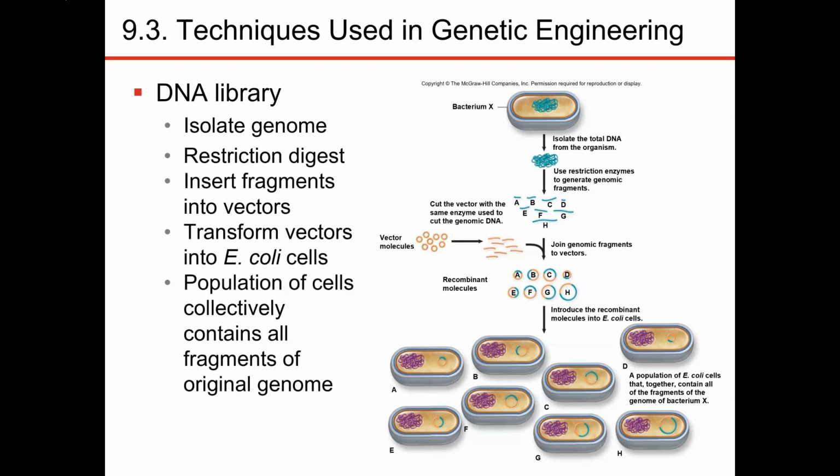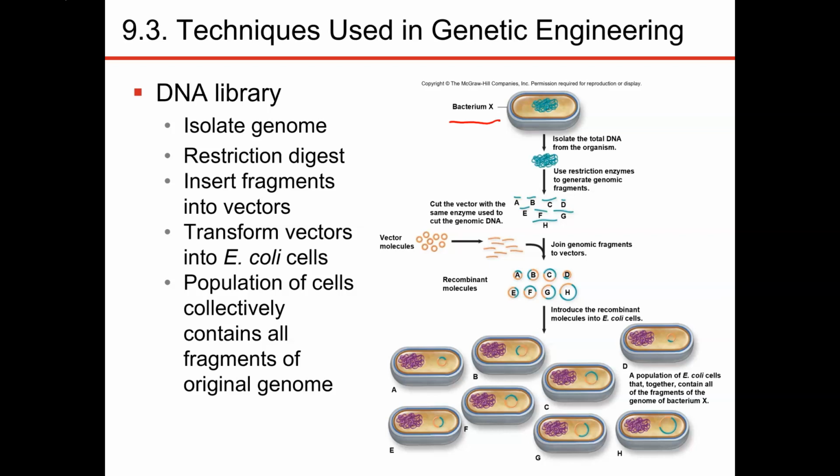And so to do this, we have to first isolate the genome from the organism that we care about. In this case, we're looking at bacteria X. Okay, so this could be any bacterium that we care about. We use restriction enzymes to generate fragments. Each fragment contains one specific gene.